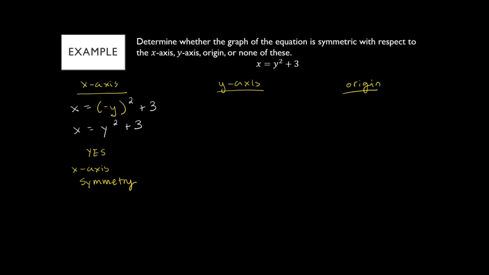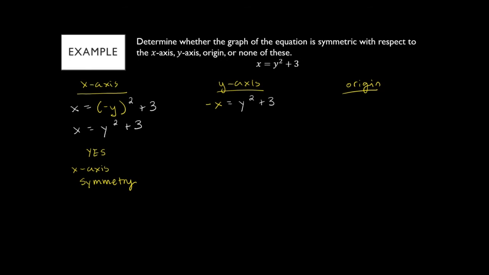Now to test the y-axis, you plug in a negative for x. So we'd have negative x equals y squared plus 3. This is very similar to the previous example when we were testing the x-axis. We've just got our variables in different positions, but the work you're doing is the same.